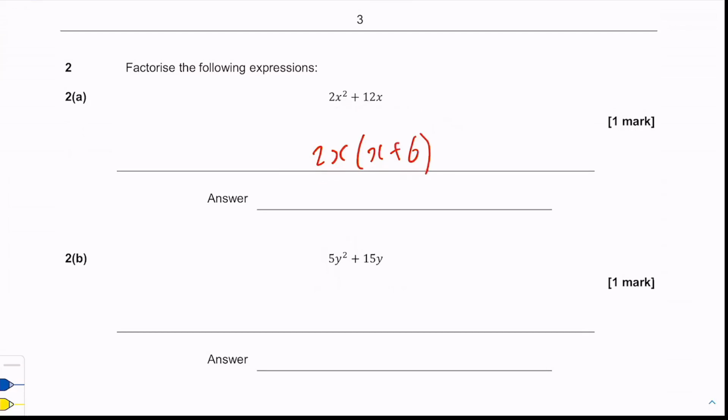Let's move on to part B now. So we've got 5y squared plus 15y. Highest common factor is going to be 5, and then we've got the y as well, as y appears in both terms. To get 5y squared, we multiply by y, and to get 15y, we multiply by positive 3. So there's our final answer for the second part.